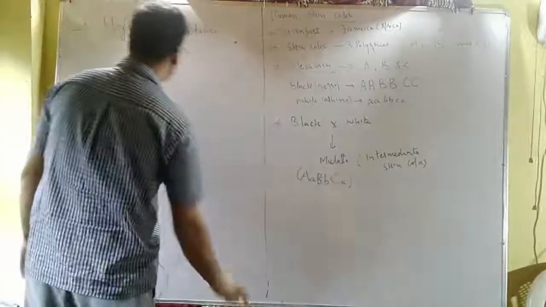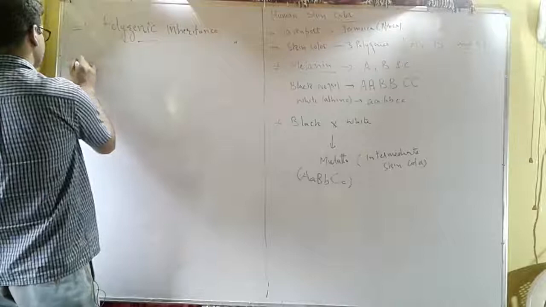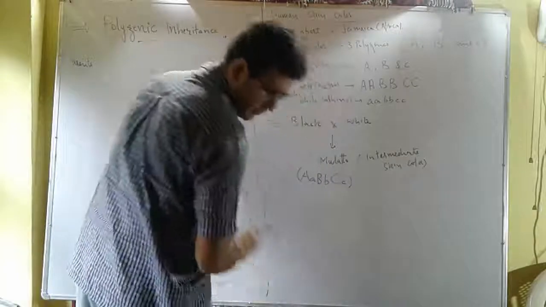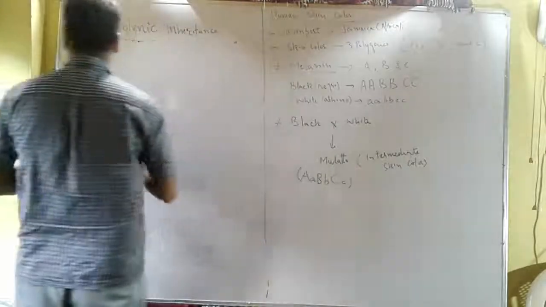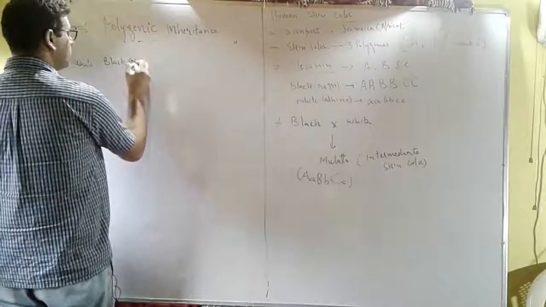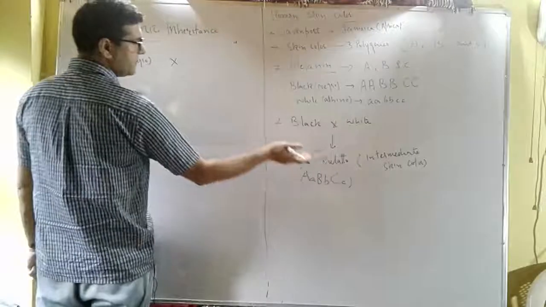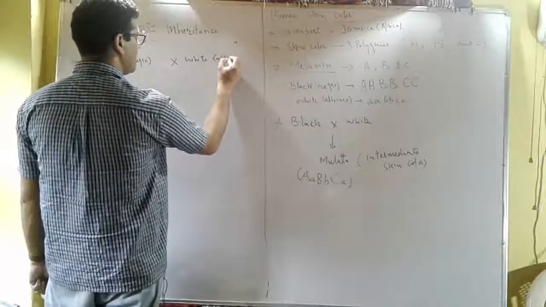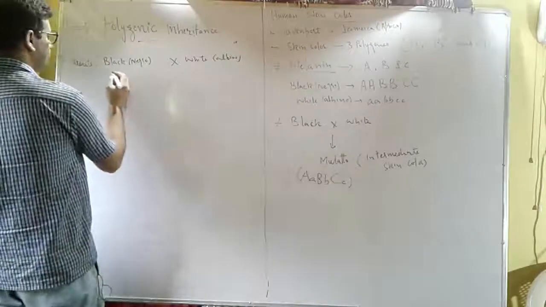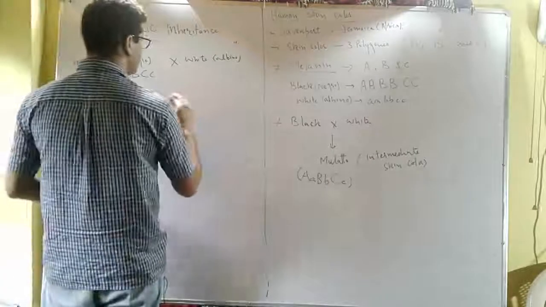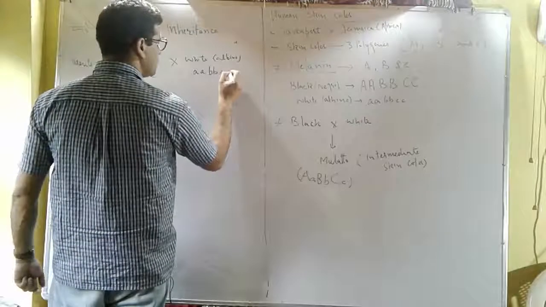So we'll take parents. We have a black individual, what is called as negro. It is being crossed with white, what is called as albino. Its genotype would be AA, BB, capital C, capital C. The other genotype will be small a, small a, small b, small b, small c, small c.